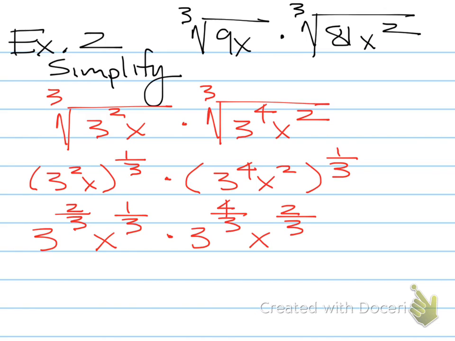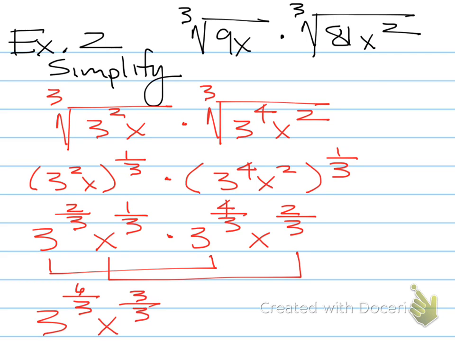And then now we need to multiply the 3 to the 2/3 times 3 to the 4/3. 2/3 plus 4/3 is 6/3. And then x to the 1/3 times x to the 2/3 is going to be x to the 3/3. And we can simplify both of those exponents to 3 squared times x, which is 9x.